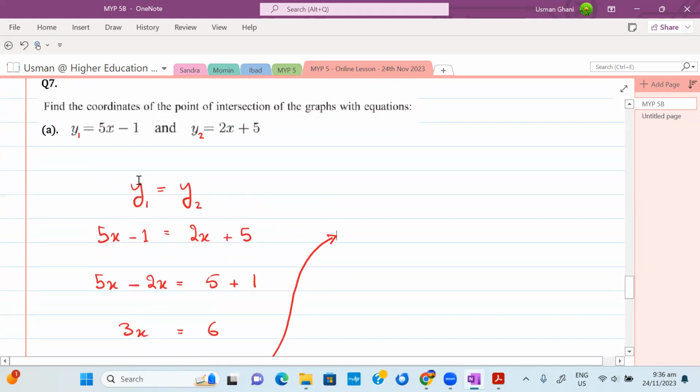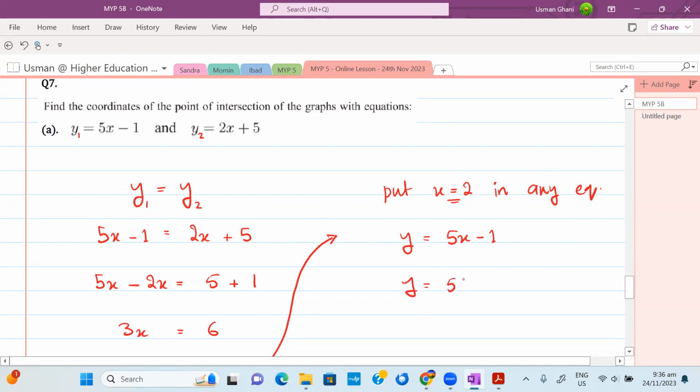This means when the x coordinate is 2, what's the y coordinate? Both equations need to give me the same answer because the y coordinate of both is the same. So put x equals 2 in any equation. So let's say I choose y1. Okay, y is equal to 5x minus 1. I guarantee you, you can choose y2 too, and you'll get the same answer.